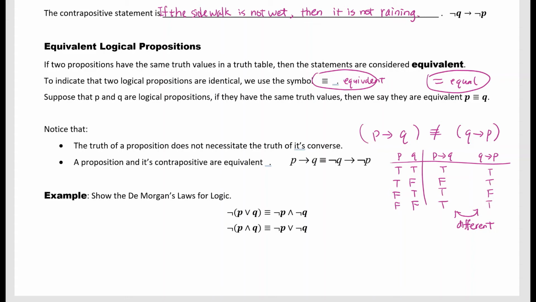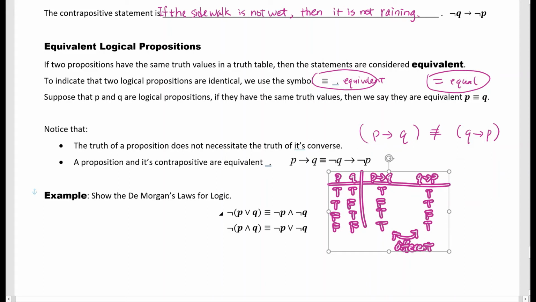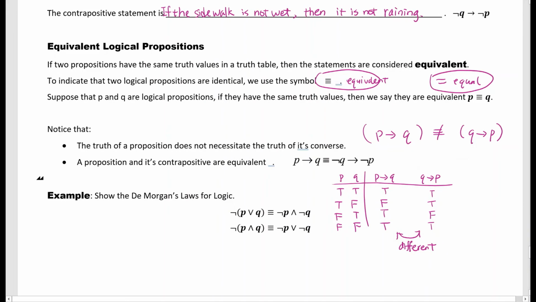Next, a proposition and its contrapositive are equivalent. So actually P implies Q is equivalent to not Q implies not P. Why is that? We can also draw the truth table to show that. Can I move this a little bit? Yes, I can move this. So then I have more space here. Okay, let's continue.